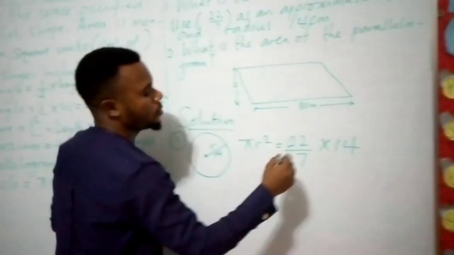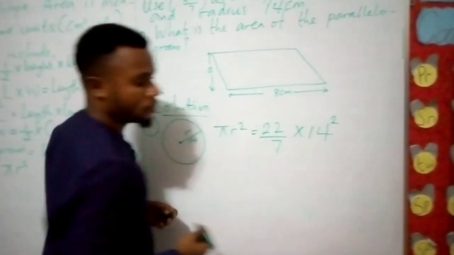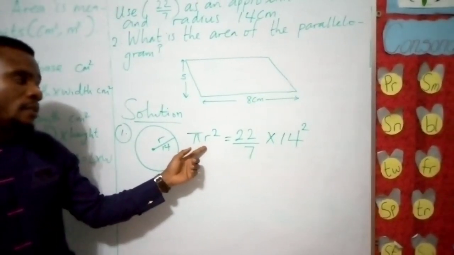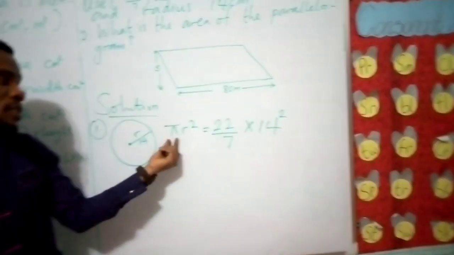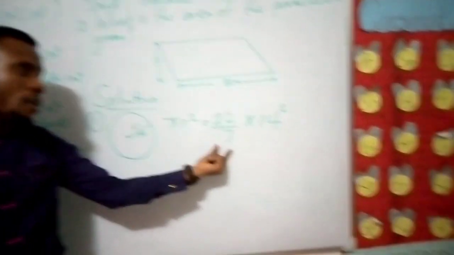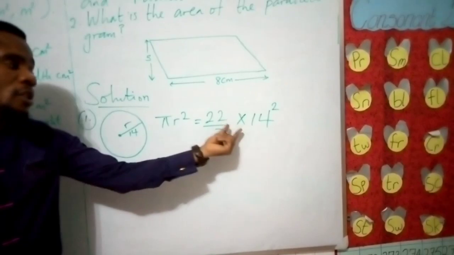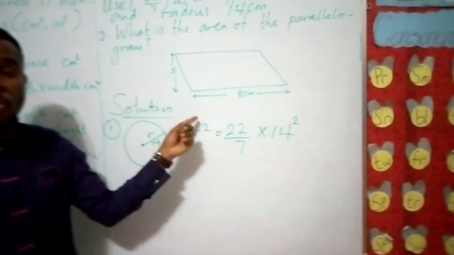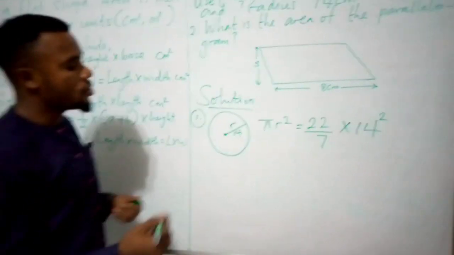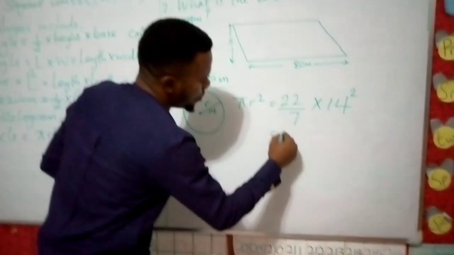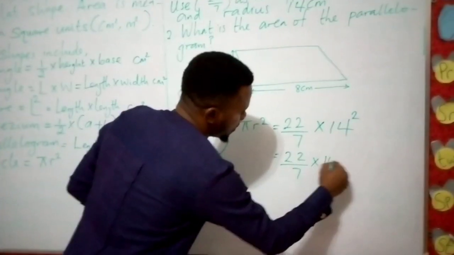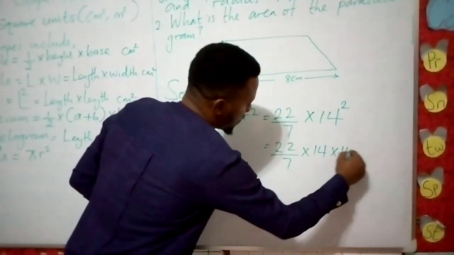Remember the square. So pi times radius, which is the same as what? 22 over 7 multiplied by radius squared. Now we can also divide this way: 22 all over 7 times 14 times 14.